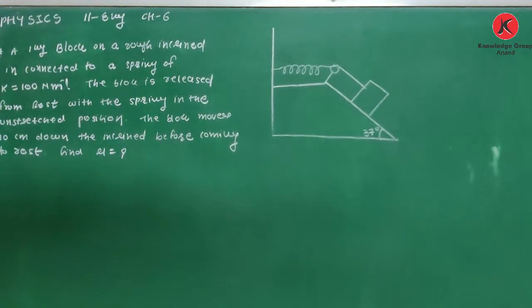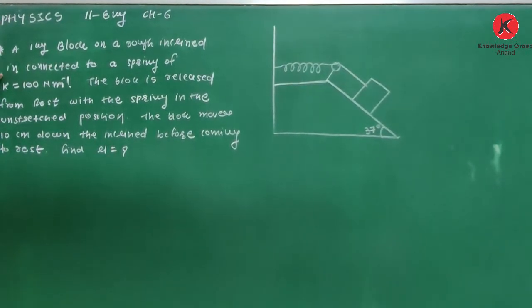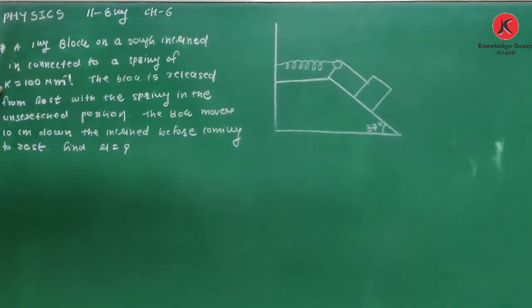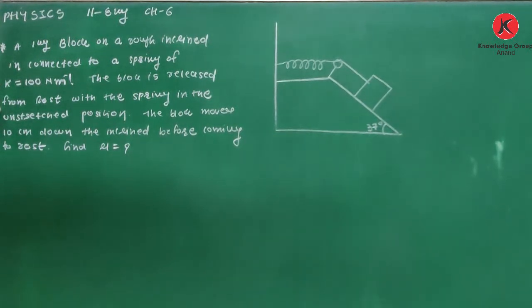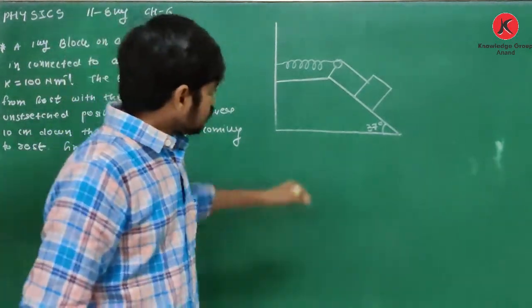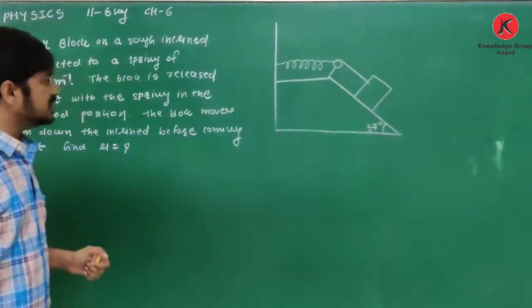See here. A 1 kg block situated on a rough inclined plane is connected to a spring of spring constant 100 Newton per meter. The block is released from rest with the spring in unstretched position. The block moves 10 cm down the inclined plane before coming to rest. Find what is the coefficient of friction between block and this surface.